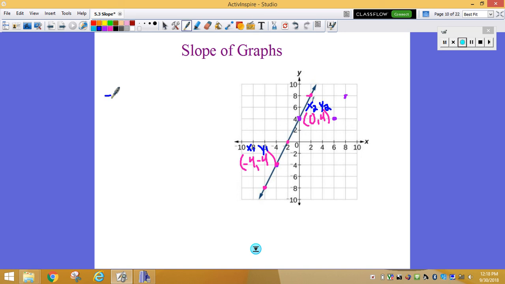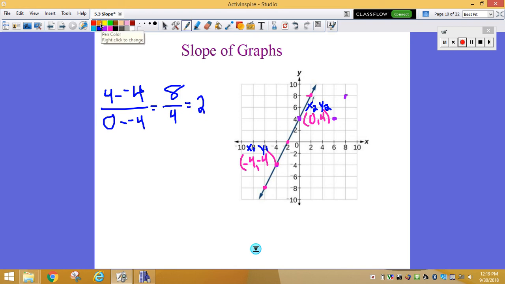So my formula, y2, 4 minus y1, which is -4, over x2, which is 0, minus x1, which is -4. So on top, I get 8. On bottom, I get 4. Last step, divide those. 8 divided by 4 is 2.